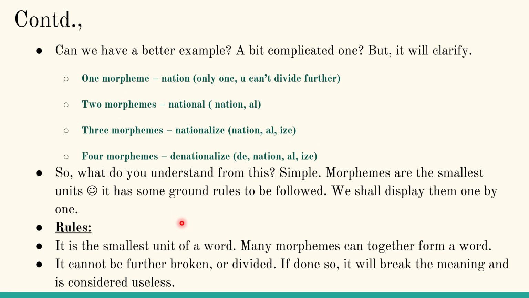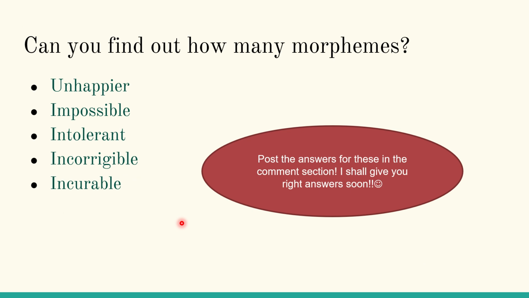So what do you understand out of this? Morphemes are nothing but the smallest units which help in building a larger word. There are some ground rules you need to follow and understand when you work with morphemes. First, a morpheme is the smallest unit of a word, and multiple morphemes can come together to form a word. Second, morphemes cannot be broken further. For example, al cannot be broken further, and nation cannot be broken further. If you break them, the meaning would be disastrous. It won't be useful. These are the two very important points that you need to understand.